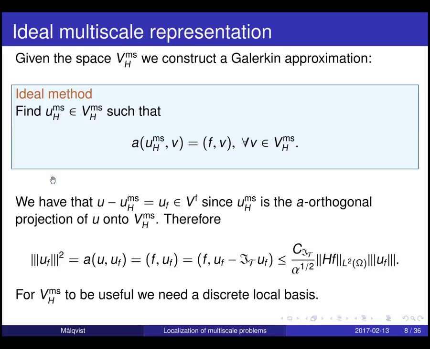Okay. So now we have this abstract space that exists. I haven't said anything about how to compute it, but given this space, we can construct a Galerkin approximation. So we seek a solution in this space to the original problem, like that. One can very easily see that this is a good approximation of U because of this orthogonality that defines it. First of all, we note that the difference between these two, UF, is in the space VF, because this is the projection of U onto this multiscale space, and we have this orthogonal decomposition of V into V multiscale and VF. So the remainder will be in VF.